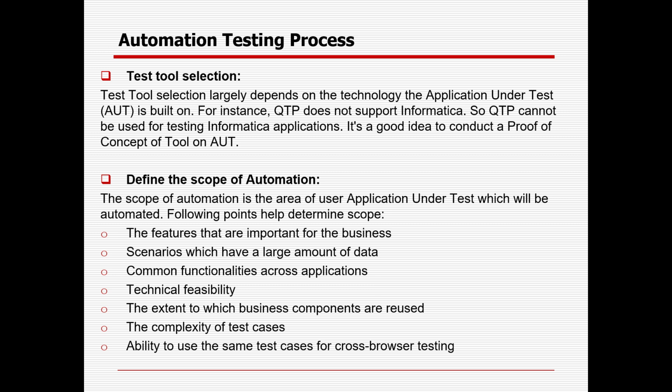Tool selection largely depends on the technology the application under test, or AUT, is built on. Suppose UFT does not support Informatica, so UFT or QTP cannot be used for testing an Informatica application. So always you should do some sort of POC. In case you want to do web automation, you can go primarily with Cypress or Selenium. For a Windows-based application, you can go with UFT. For a client-server application, you can go with another tool. That is the way you need to do the POC.